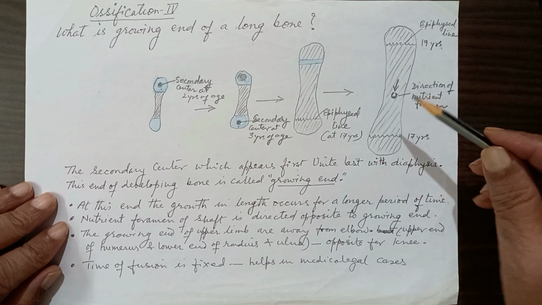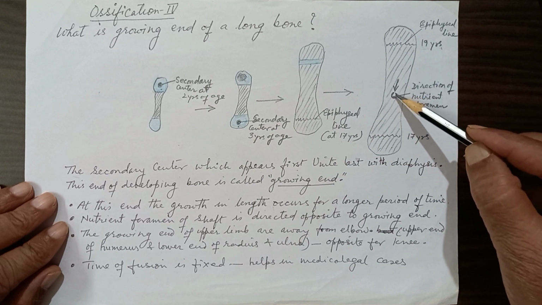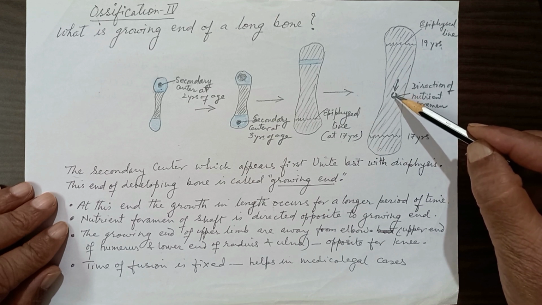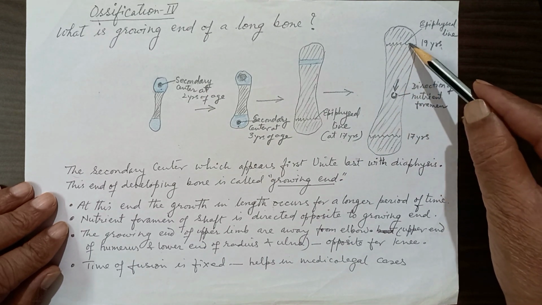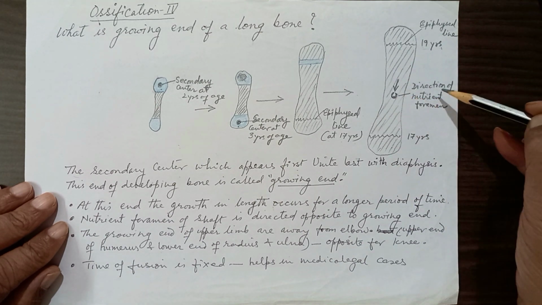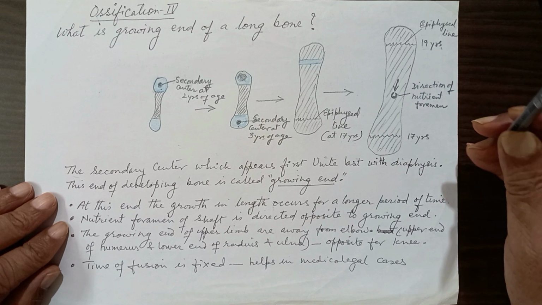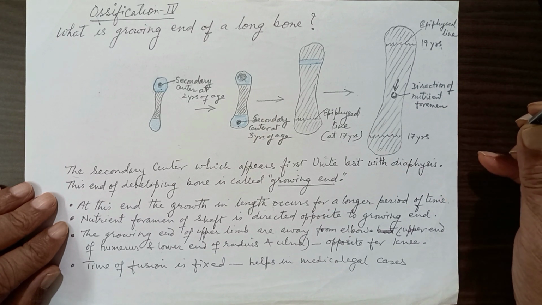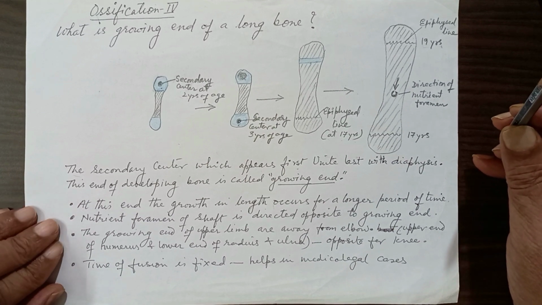Another fact is about the nutrient foramina. You must have learned in general anatomy that the nutrient foramen is the opening through which the artery penetrates the shaft of the long bone, and it is always directed opposite to the growing end. For example, in this case the growing end was the upper end and the nutrient foramen is directed towards the lower end. Thus, by just seeing the direction of the nutrient foramen, you can say which end of this long bone was the growing end.